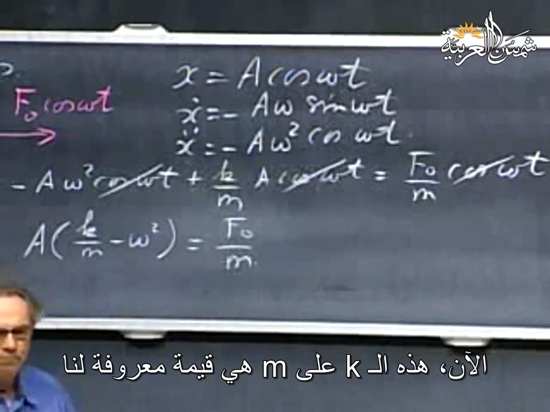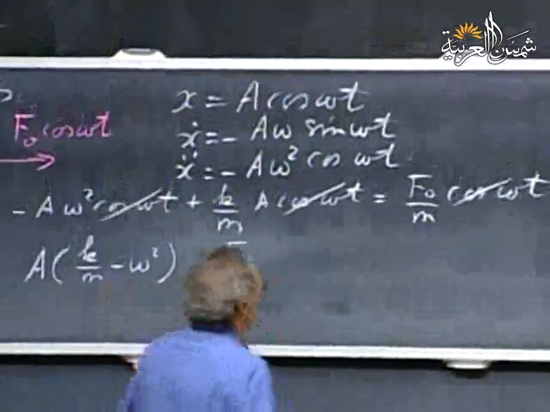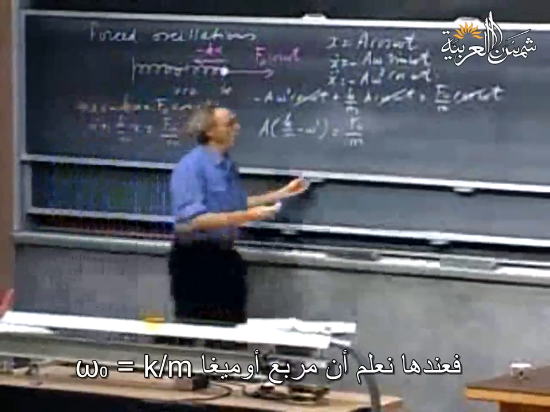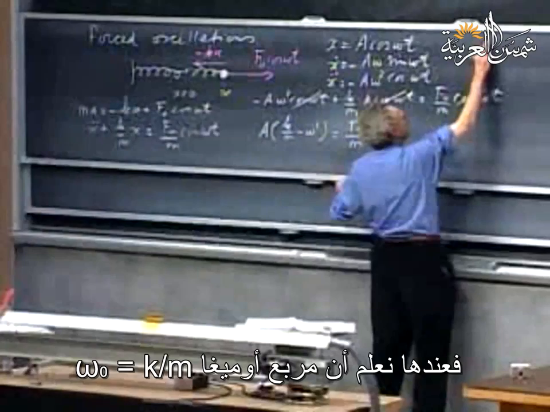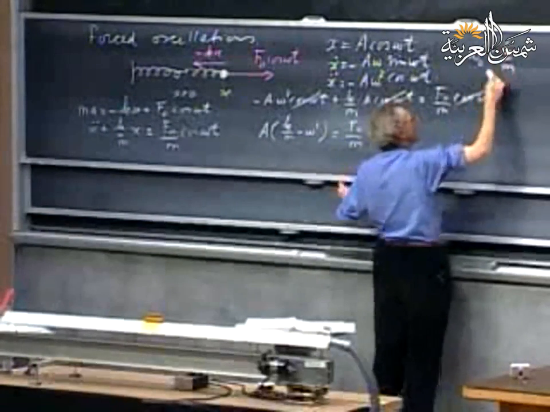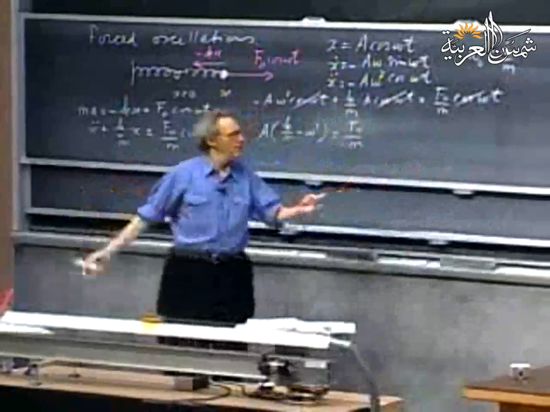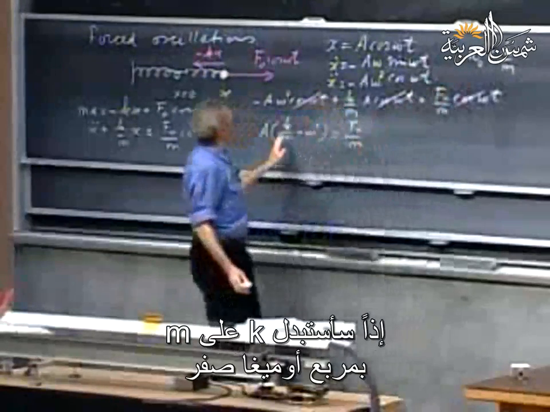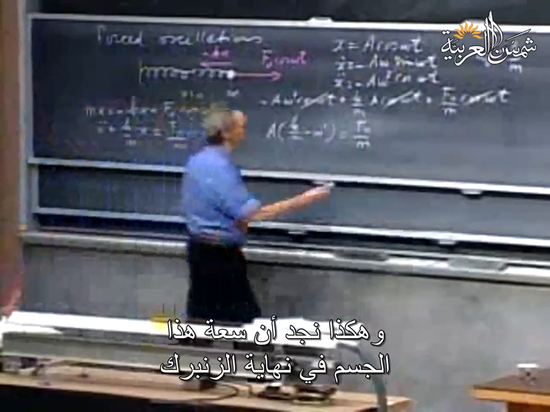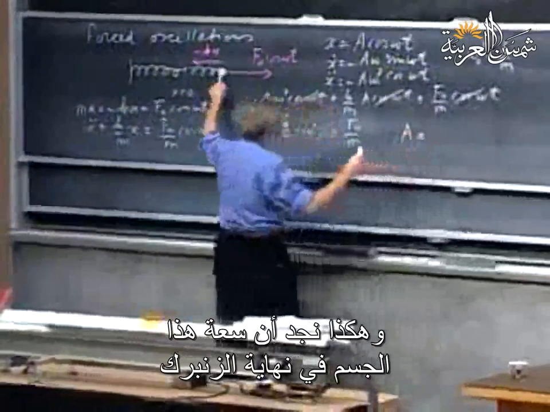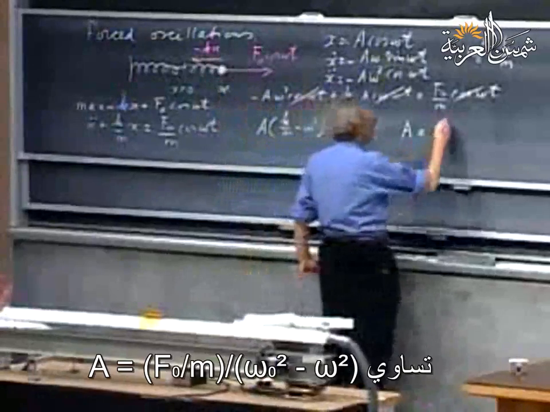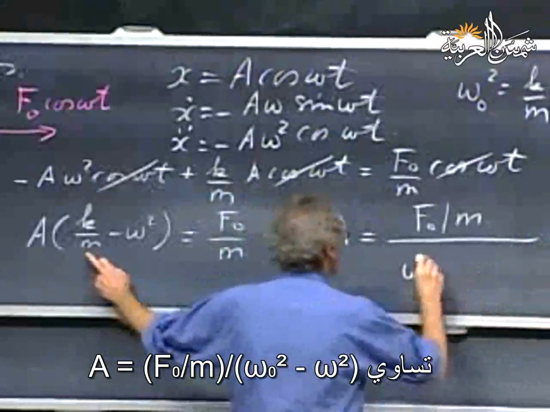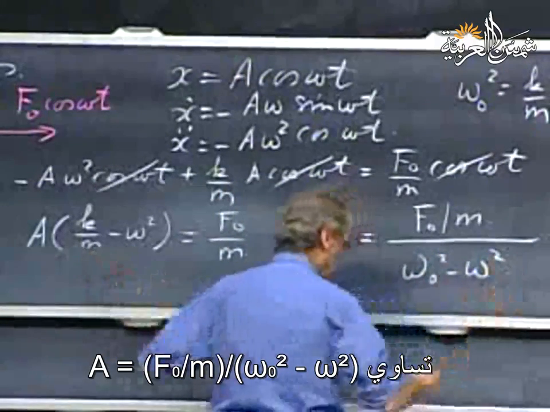Now this k over m is something that we are familiar with. If we let this system do its own thing, we bring it away from equilibrium and we don't drive it, then we know that omega squared, which I will give a 0, equals k over m. This is the frequency that we have dealt with before. This is the driving frequency. It's very different. And so I'm going to substitute in here for k over m omega 0 squared. And so I find then that the amplitude of this object here at the end of the spring will be F0 divided by m divided by omega 0 squared minus omega squared.